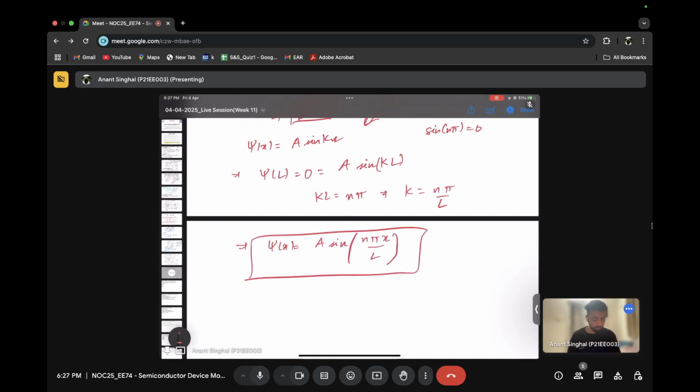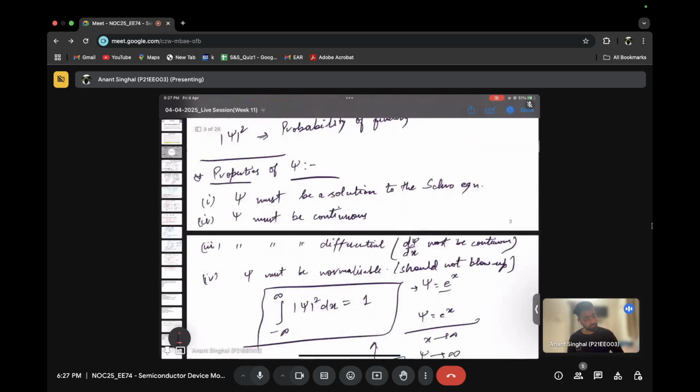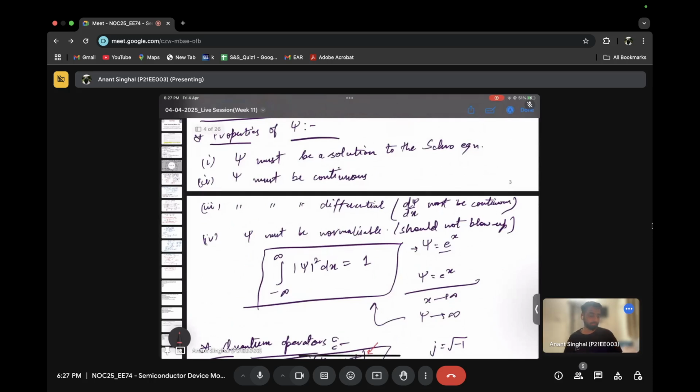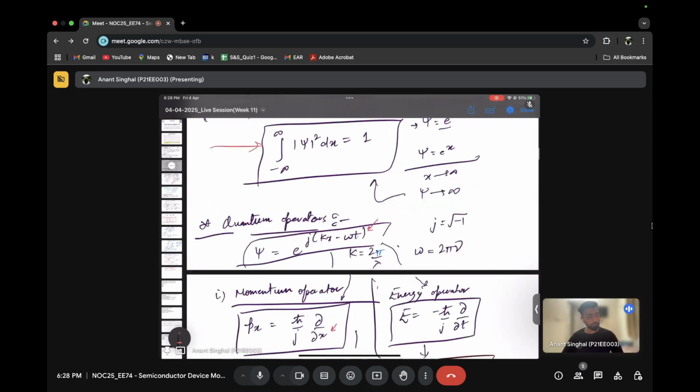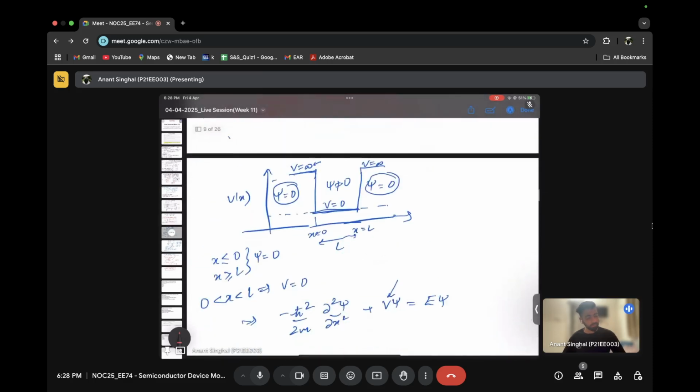We still need to find a. So can anyone tell how we can find a? Let me give you a hint. There are four properties. Can anyone guess how we can find a? Yeah, the normalizable property we are left with, so we'll do that. So the total probability inside the well, we know that it is zero outside, right? So only 0 to L will matter.